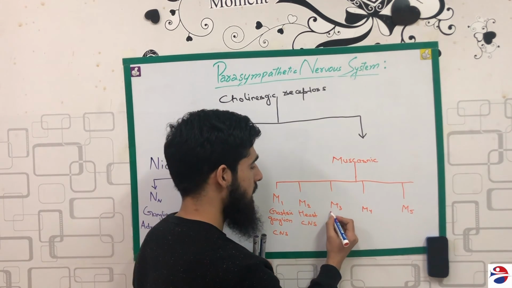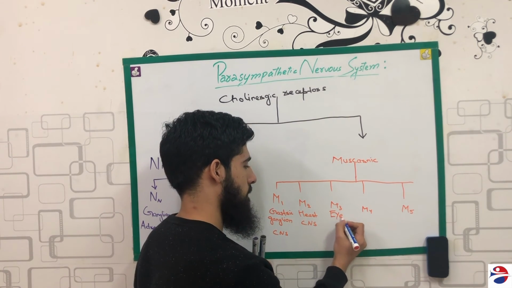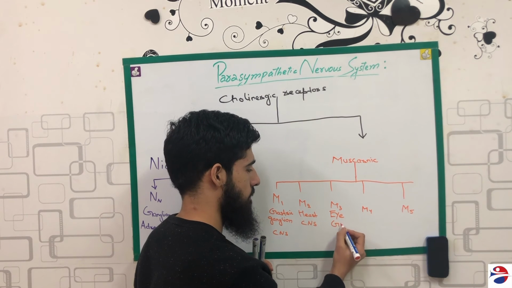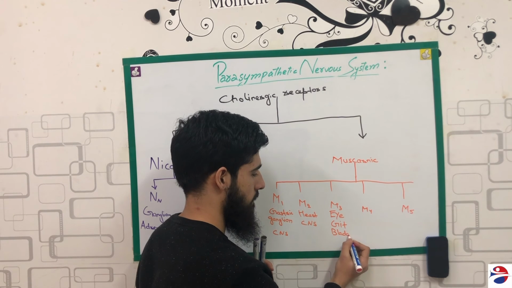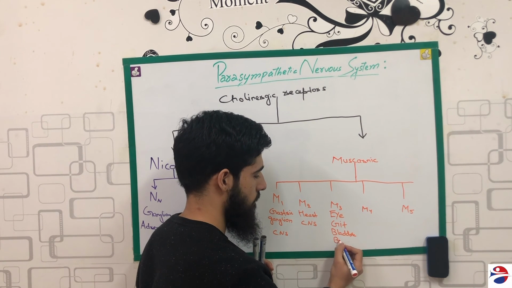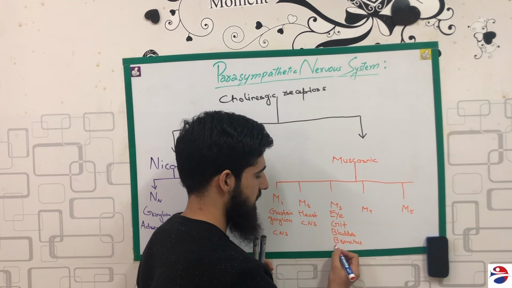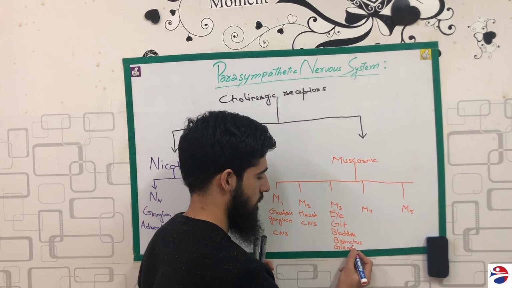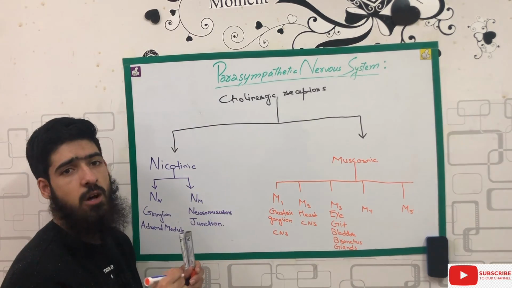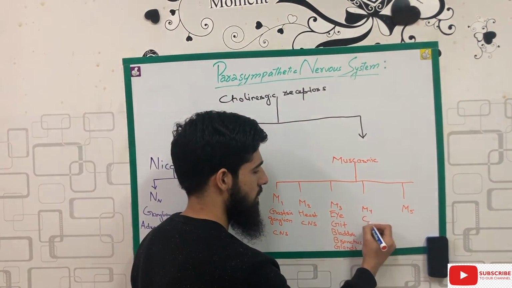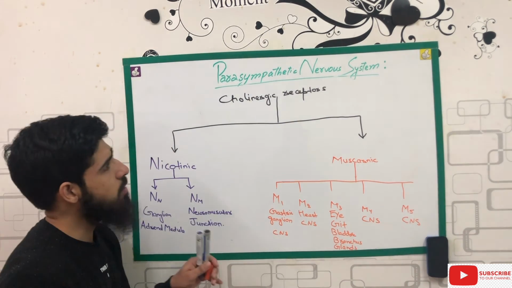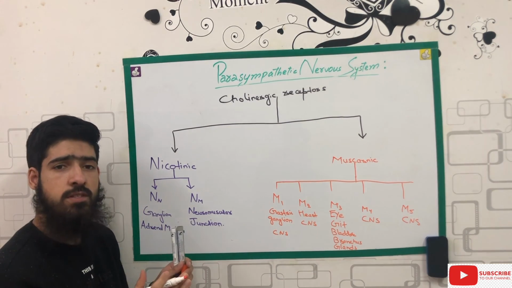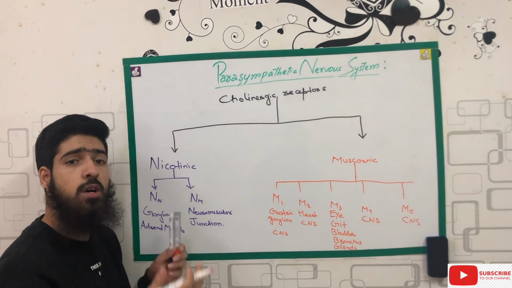M3 is present in the eye, GIT, bladder, bronchus, and glands. M3 is also present in CNS. M4 is in CNS, and M5 is in CNS. So this was all about cholinergic receptors. Now we will see the drugs which work on these receptors.